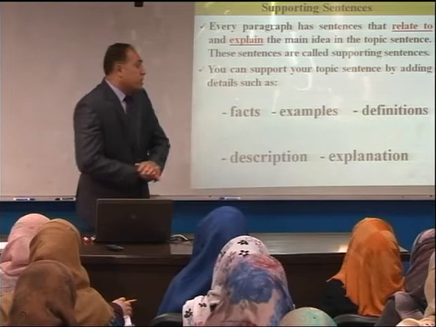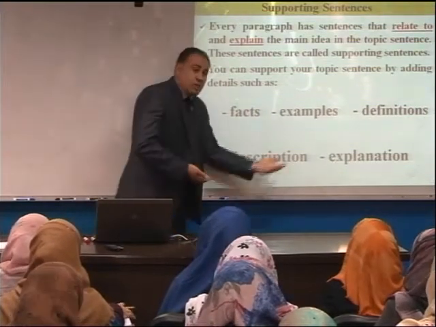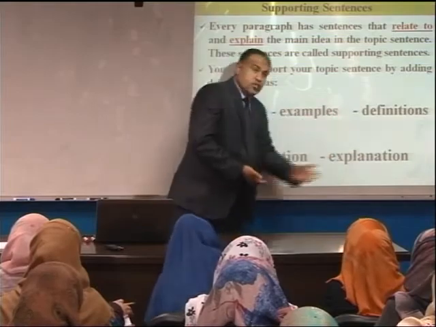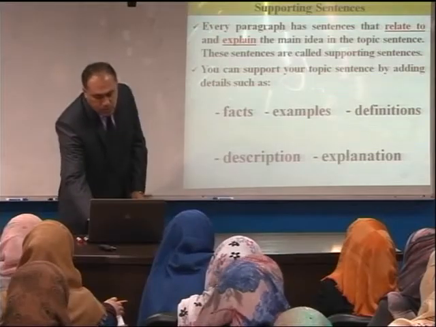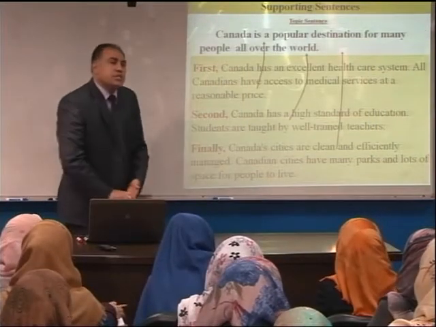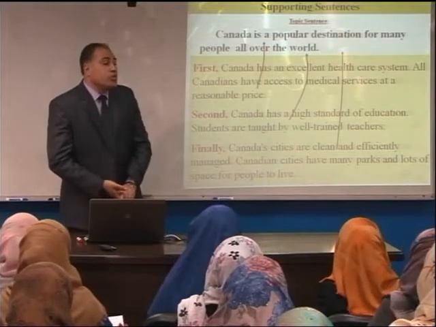We can find them in the form of facts, examples. We can give definitions. We can give descriptions and explanations. So the purpose of the supporting sentences is to discuss, to elaborate on the topic sentence. All right? Let's just see this example that you are familiar with. For example, this is a topic sentence. Canada is a popular destination for many people all over the world.